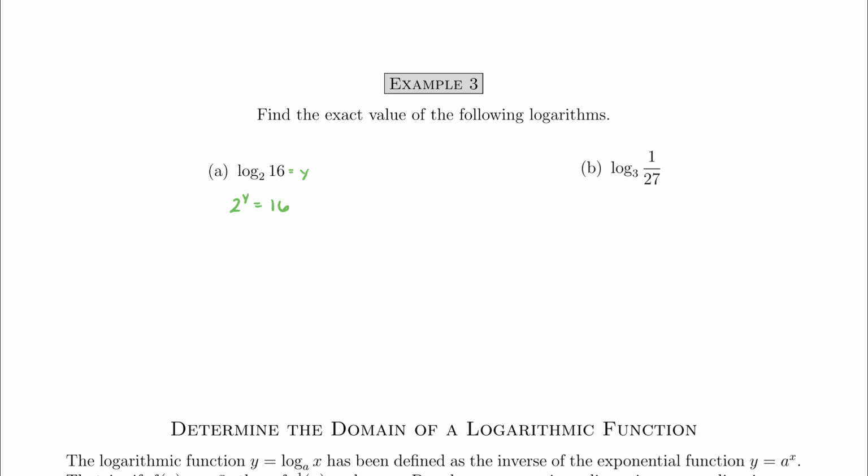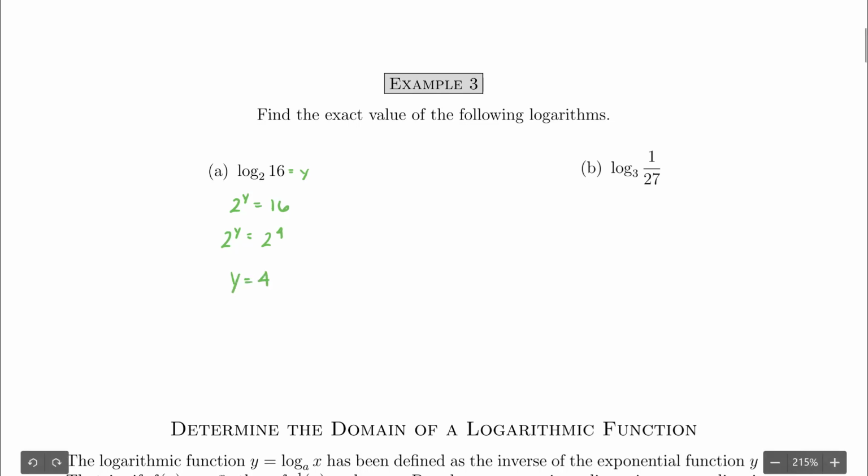And yesterday we saw how to solve these. The right hand side of this can be written as a base 2 exponent. So what we would have is 2 to the y equals 2 to the 4th. And the only way that this can be true, so we can equate the exponents here, and we just get y is equal to 4.